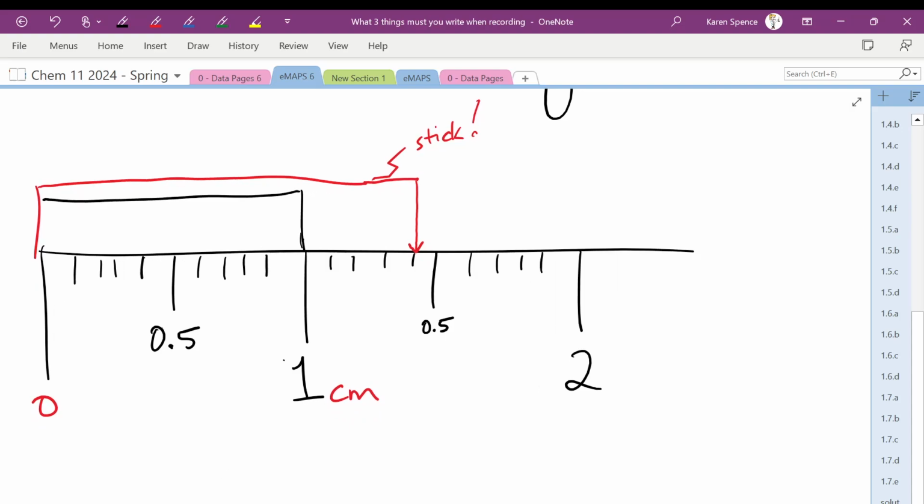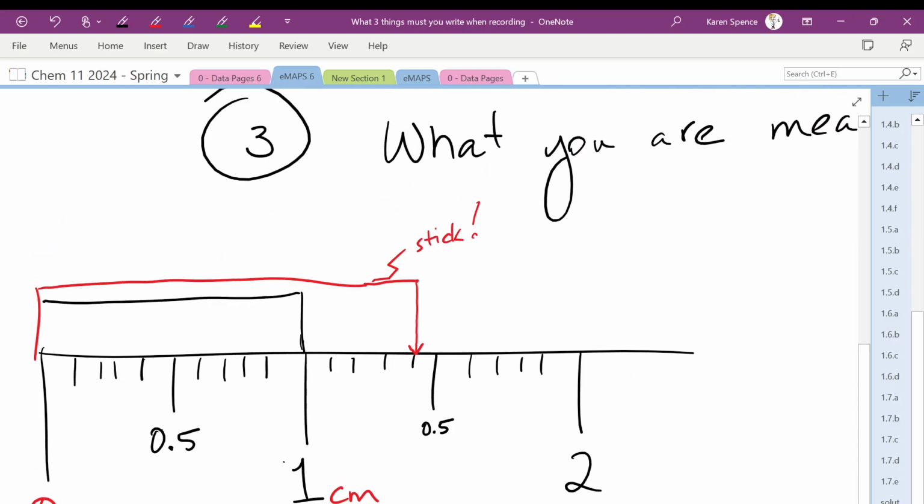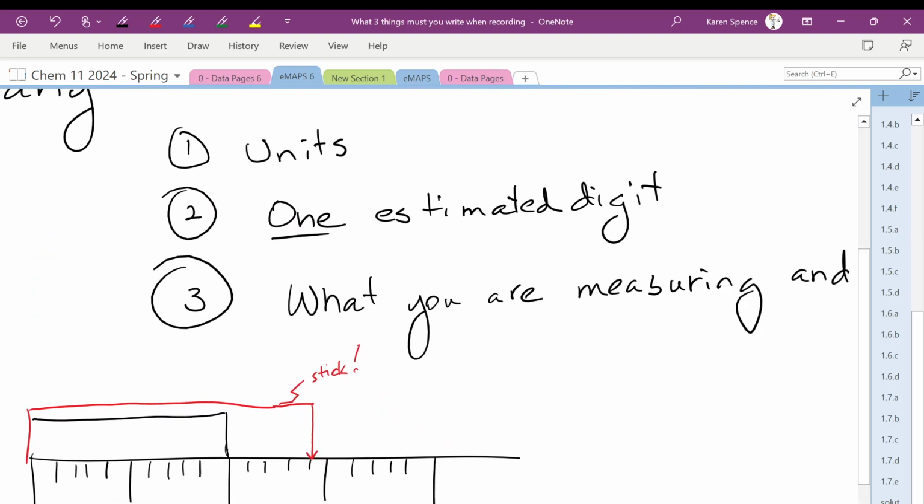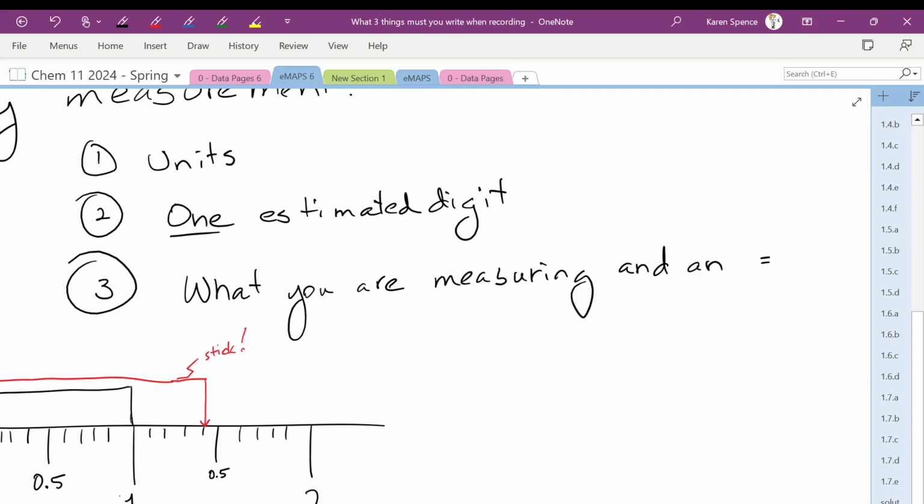What is the first thing we would write down in that measurement? Which one of these 3 things would be the first thing that you write down in your measurement? Do you write down the units first? Do you write down the estimated digit first? Or do you write down what you're measuring and an equals sign first? What you're measuring and an equals sign. So this one comes first.